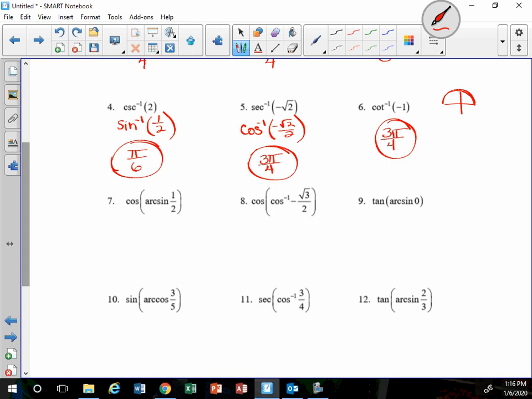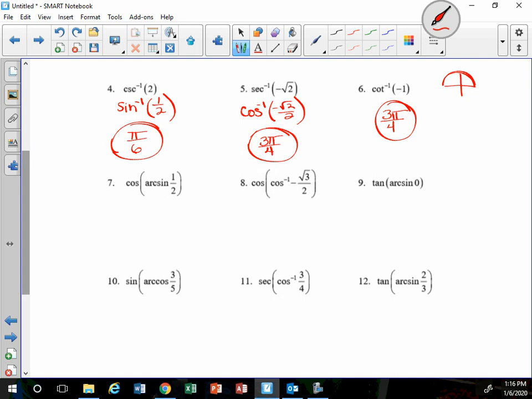Half? Does that make sense why it's 3 pi over 4, guys? No. Okay. Cotangent is x over y. So at 3 pi over 4, that's negative root 2 over 2 over root 2 over 2. So it's negative 1. Yeah? Okay.